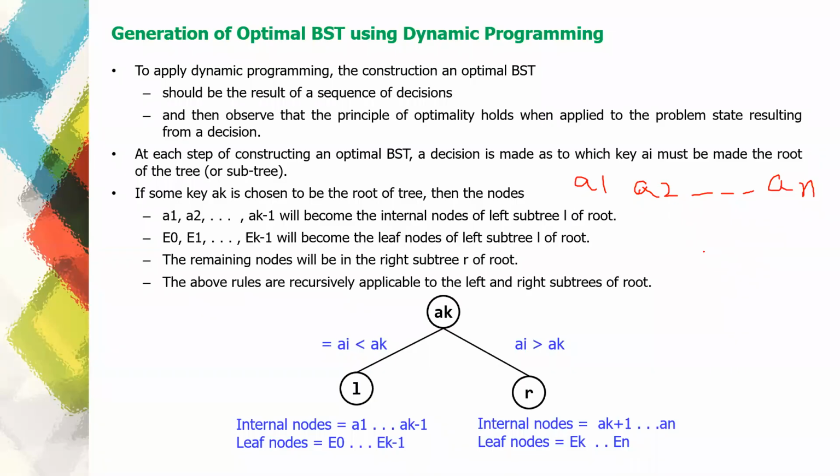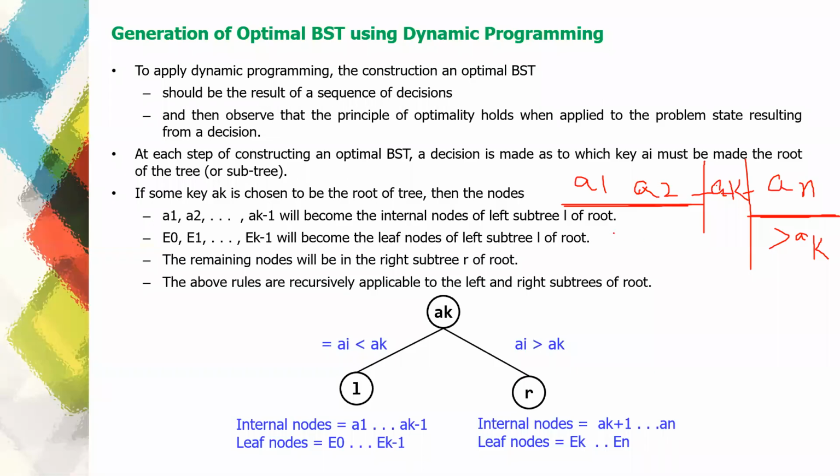These are the set of keys that are there, and in between there is AK. Then these are all the values that are less than AK, and AK will be the root. Then all these values will be the values greater than AK.